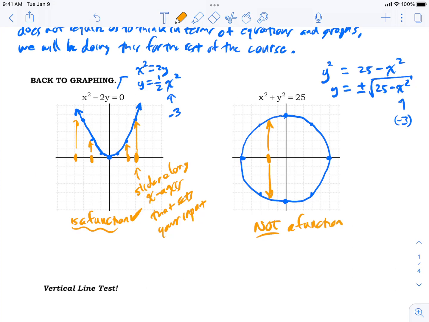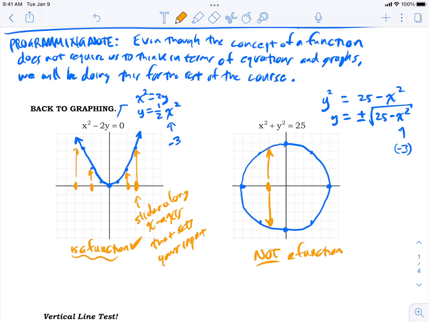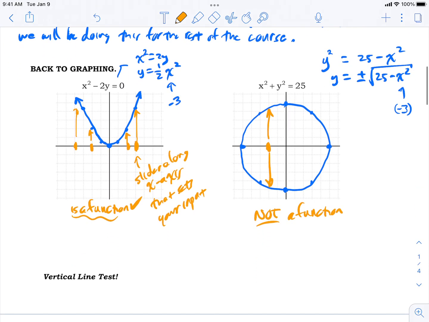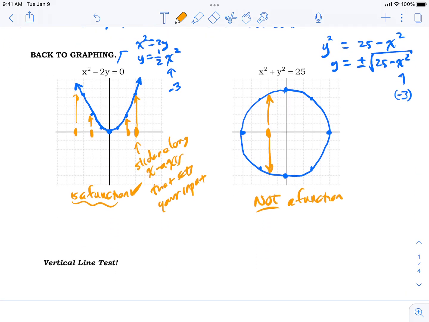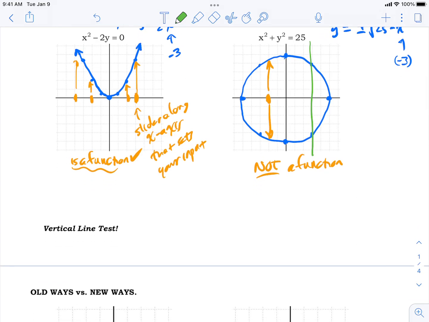So going by our very wordy definition up here, if I set my input here, I get 2 different outputs. That's no good. I'm supposed to get 1 output per input. Of course, what people usually do is they say, get to the bottom line here. Notice you can slice it and you'll hit the graph in more than one place. That's called a vertical line test, and I'll write it out this way.